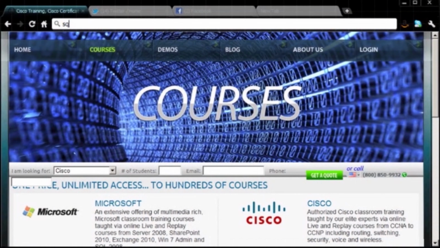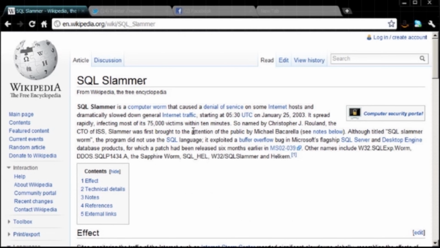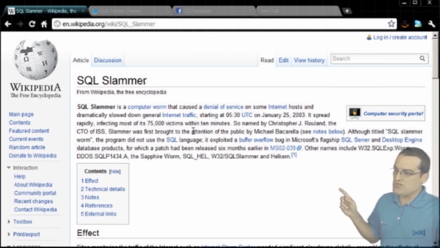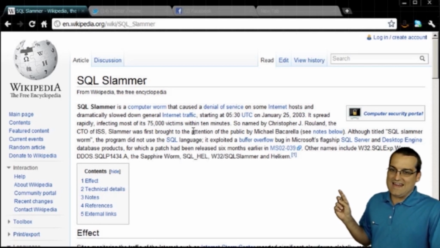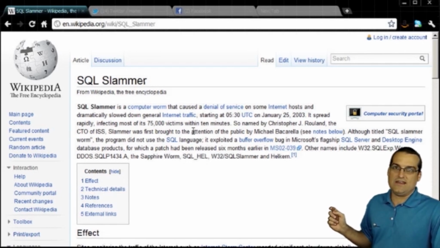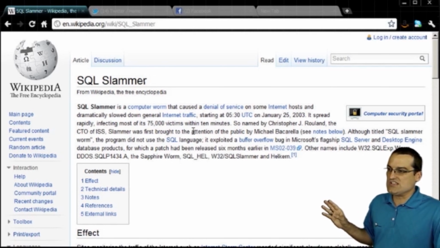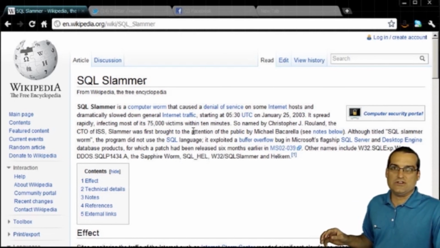A famous one? Let's type it in here to Google. SQL Slammer. SQL Slammer was a famous distributed denial of service attack. And here we can see that on 5:30 Universal Coordinated Time on January 25th, 2003, this distributed denial of service attack was launched, and it infected 75,000 systems within the first 10 minutes. Portions of the internet in Asia Pacific were literally off the grid as a result of this distributed denial of service attack. It cost millions and millions and millions of dollars, this attack.